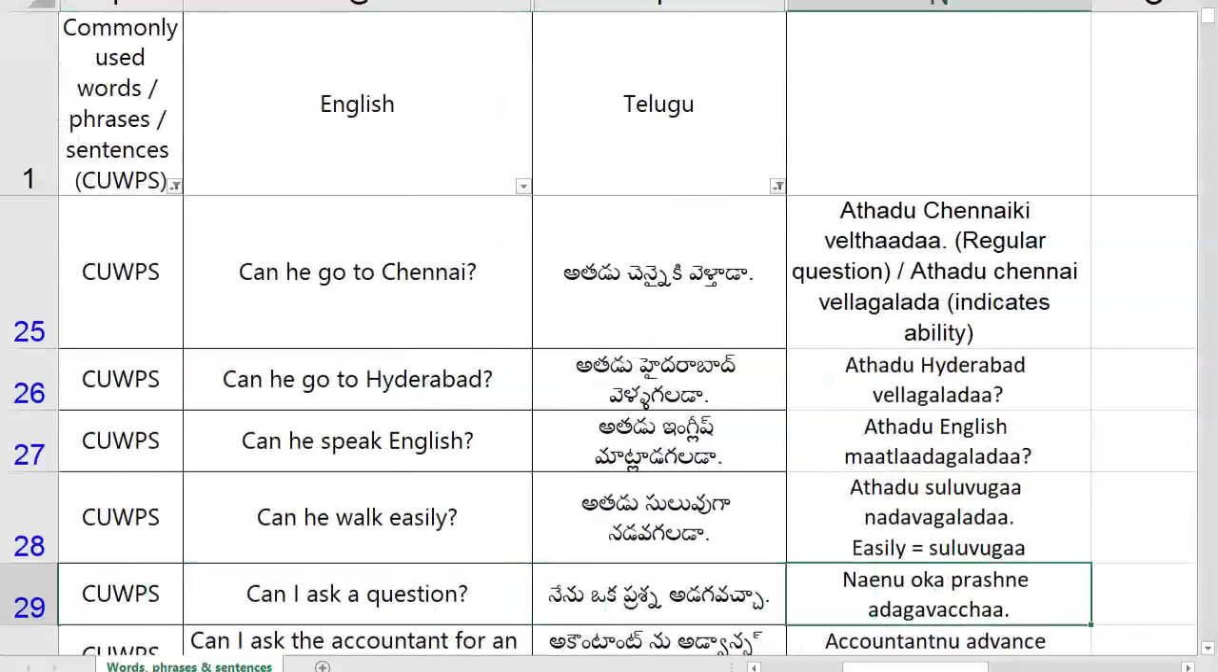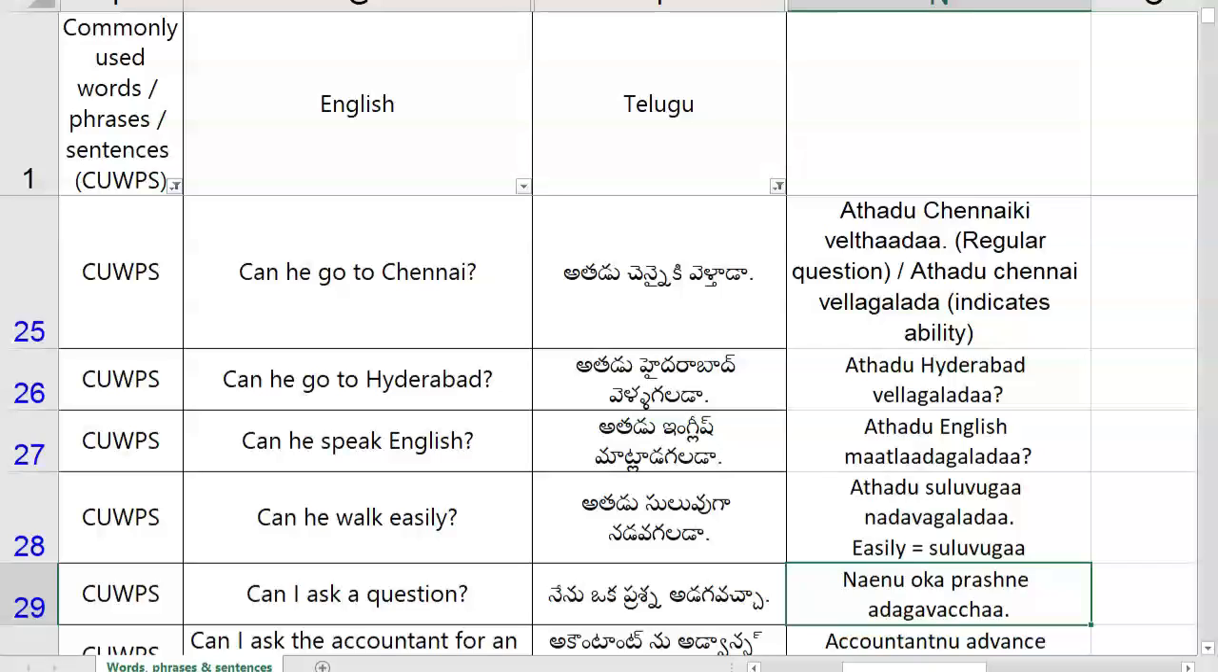So here you need to observe something. Here we are not talking about ability, so that's why we don't do a word-to-word translation. For example, can I ask, if you translate word to word, it becomes నేను అడగగలనా, నేను అడగగలనా. But in this context we are not talking about ability, we are just asking a question, or permission. Can I ask a question? So in those contexts we take the meaning of permission.